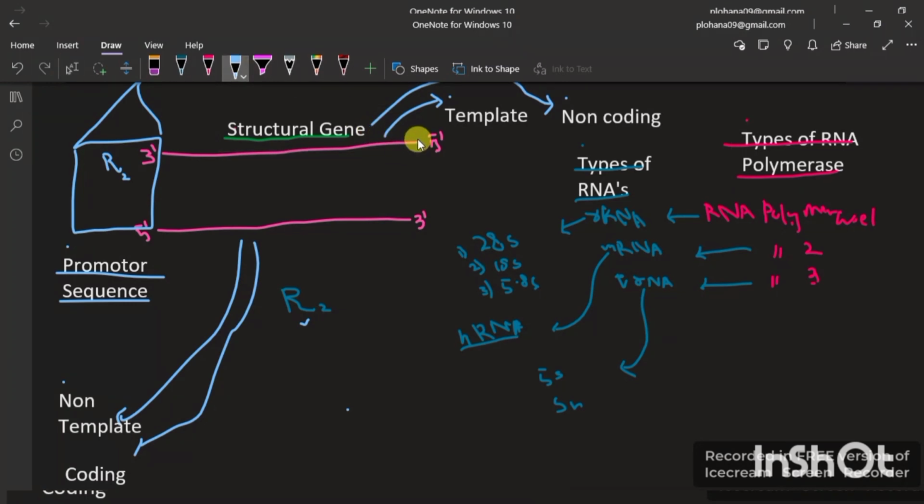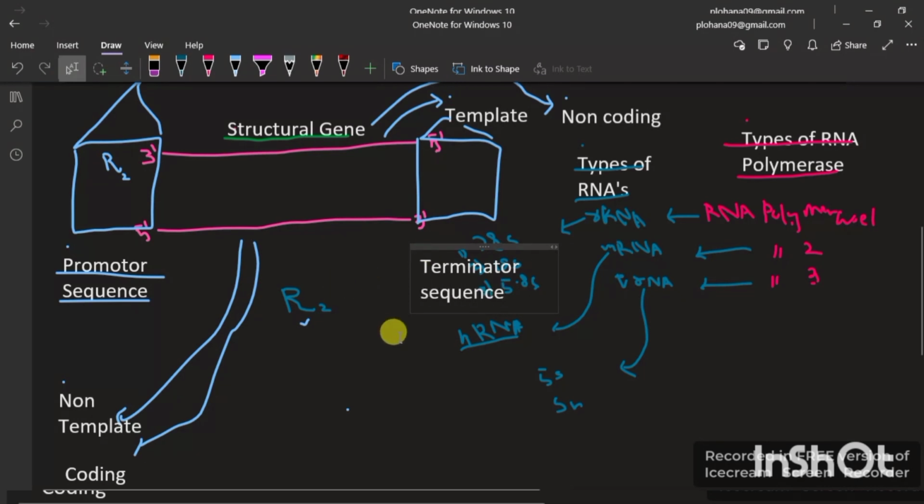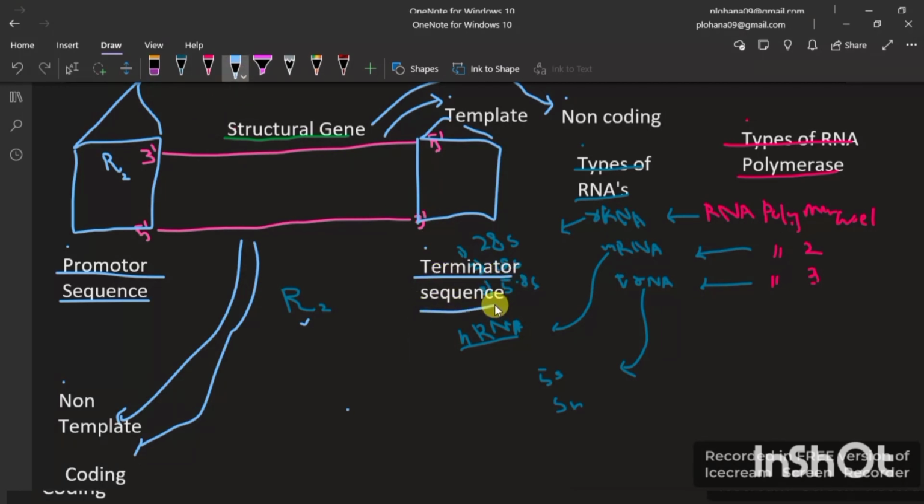And here we have terminator sequence. Wait, let me write here. Terminator sequence. And terminator sequence is always on the 3' end of the structural gene. Alright, this is 3' end, and terminator sequence is always on the 3' end of the structural gene.